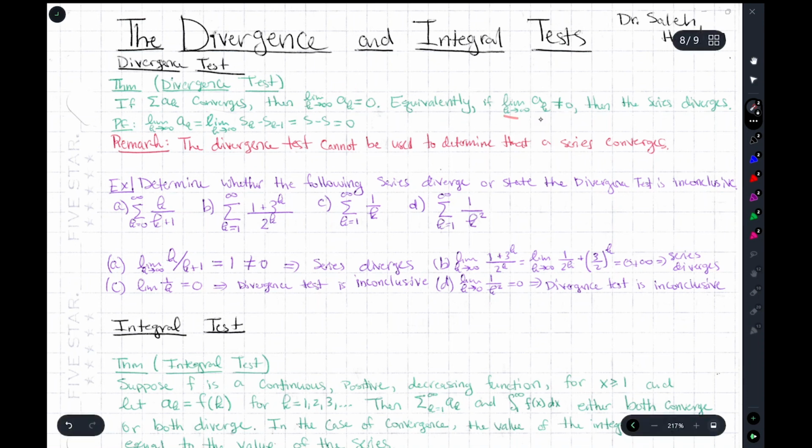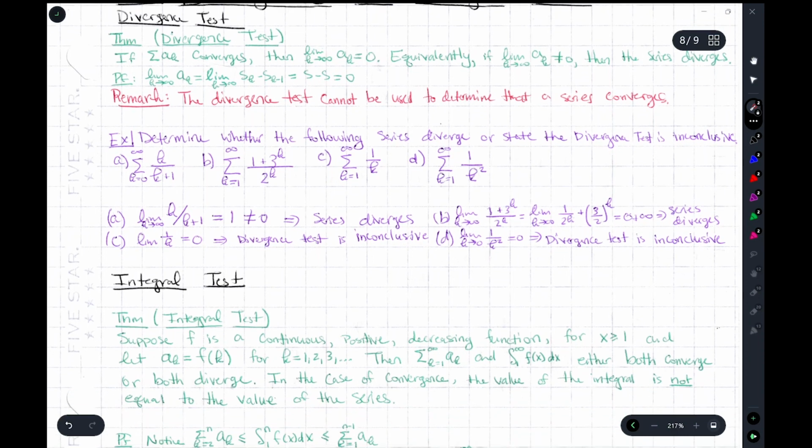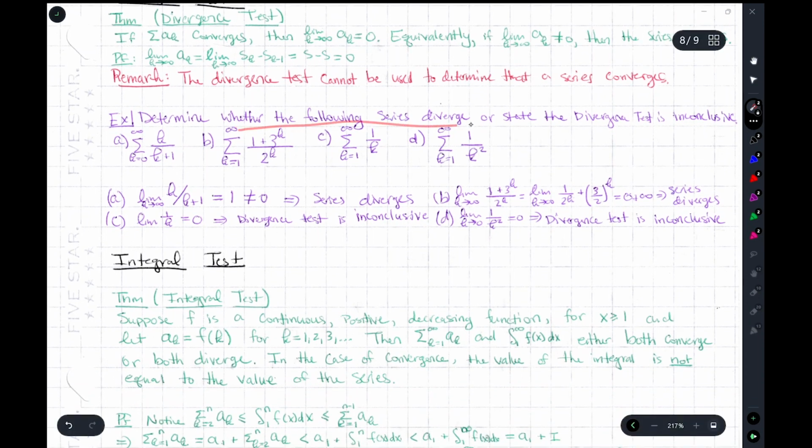The contrapositive, which is the equivalent statement, is to say that if the terms do not go to 0, then you know the series will diverge. So determine whether the following series diverge or state the divergence test is inconclusive. So A, let's take that limit. Is it 0? No, the series diverges by the divergence test. What about B? Okay, there, we will break up the terms. This term goes to 0, but that term does not. So the series diverges.